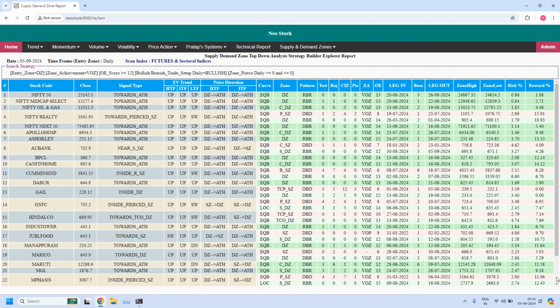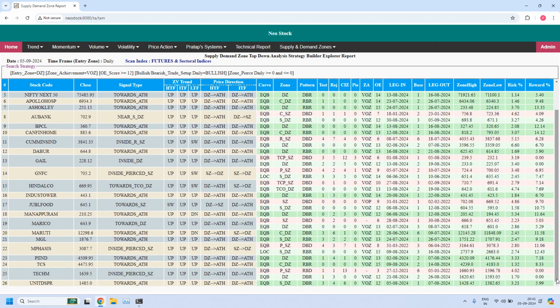So we got good number of stocks filtered. Let me scroll the list down. So total 26 stocks are filtered. Out of these 26, any of these zones are having a weekly confluence, that is ITF confluence. Let's verify.